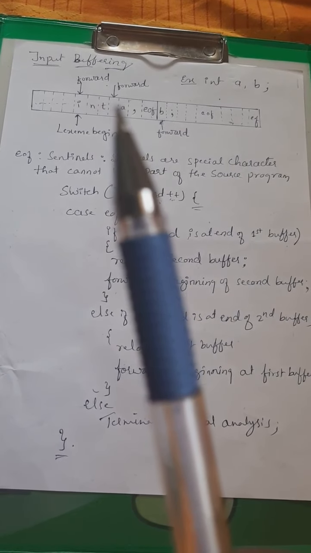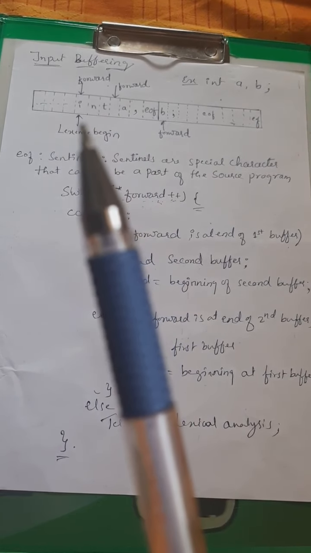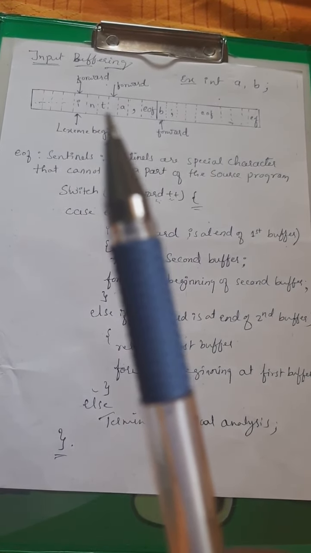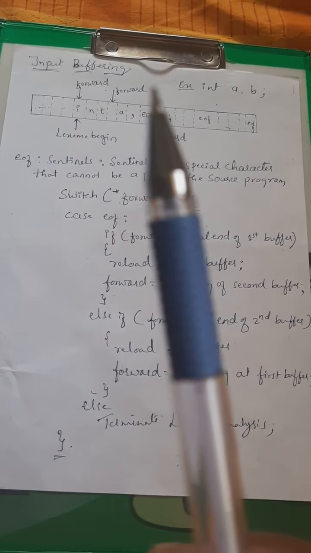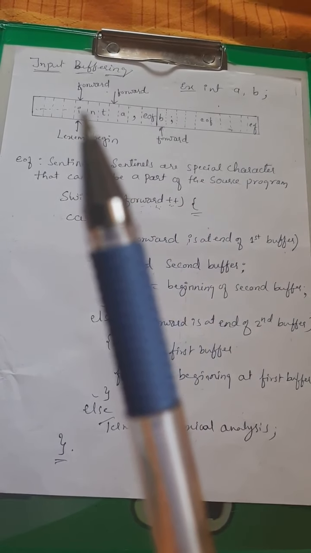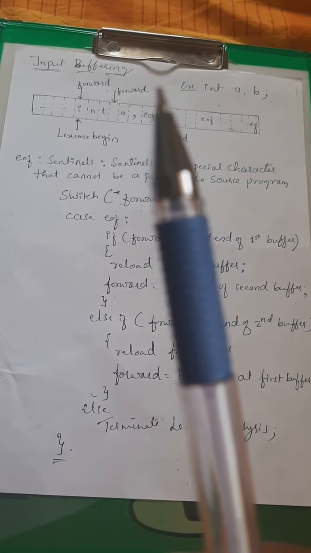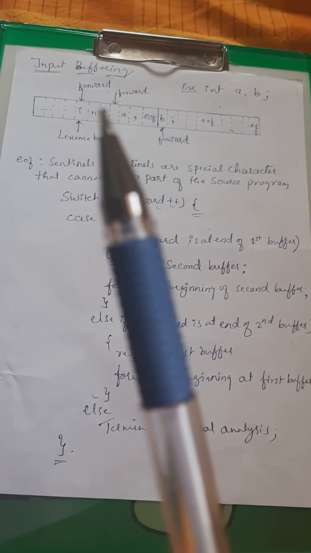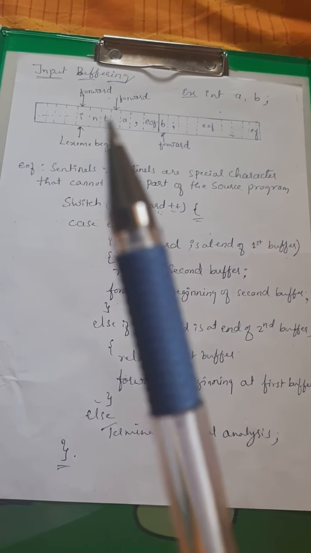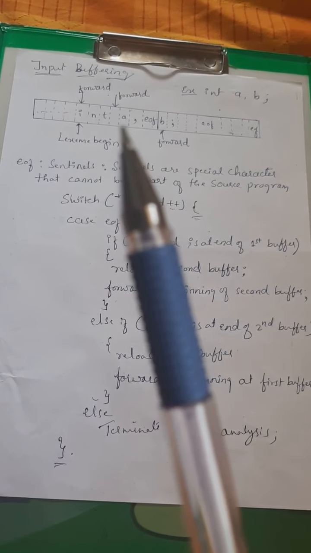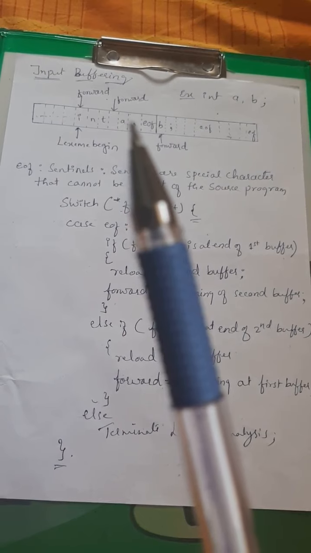Once it reads the space, the forward pointer stops here, and whatever lexemes lie between lexeme begin and lexeme forward are grouped together and a token is created for them. Here the lexemes i, n and t match the same pattern written to recognize the identifier. So these are grouped together and a token ID is created for this. Then lexeme begin and lexeme forward are set to the next character of the buffer, that is a.